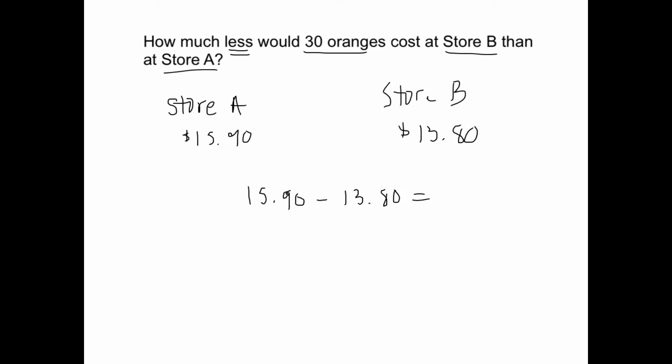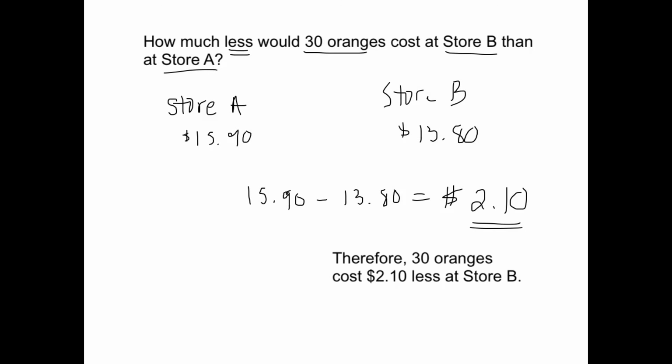And when we subtract these two numbers together, we get $2.10. That's how much we're saving if we buy the oranges at store B. Therefore, we can conclude that 30 oranges cost $2.10 less at store B. And we've now answered the question and justified our answer.